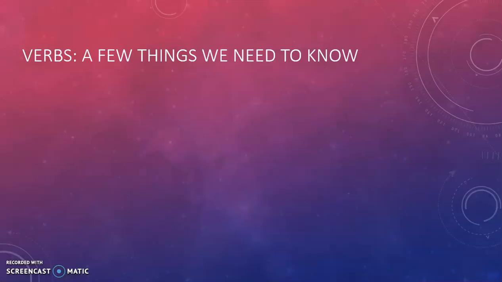We already know some things about verbs, so let's do a quick revision of what we do know. Verbs are action words. They are action words or doing words. Every sentence needs to have a verb, and the verb in each sentence tells us what is happening in each sentence.